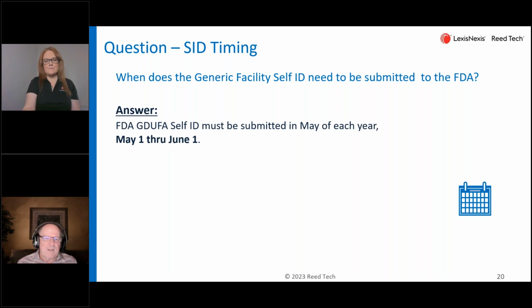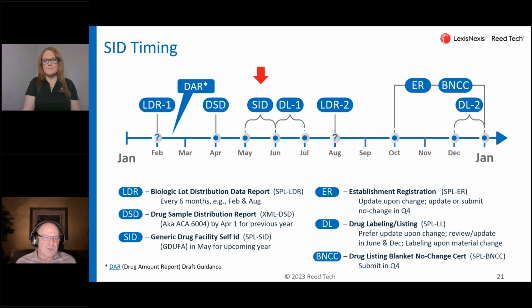Now, if we were to take a look at your schedule of submissions throughout the year, it's really busy. We won't go into all these particular submission requirements, but there are all kinds of establishment registration and drug labeling, listing, and so on. But right here, kind of in the middle, in May 1 to June 1, is this self-identification. So put that on the calendar. Block it off. Make sure that you meet that particular deadline. Aaron, I think we're ready for the next question.